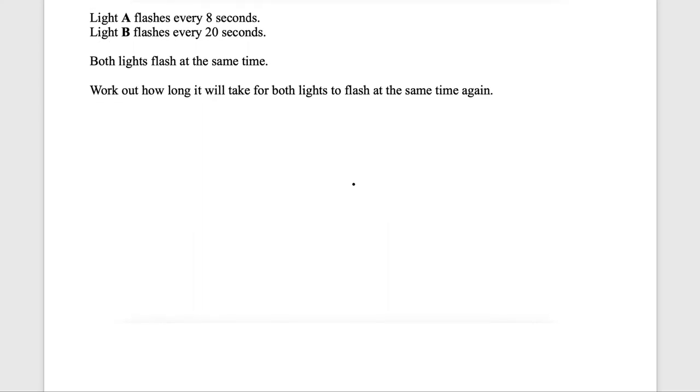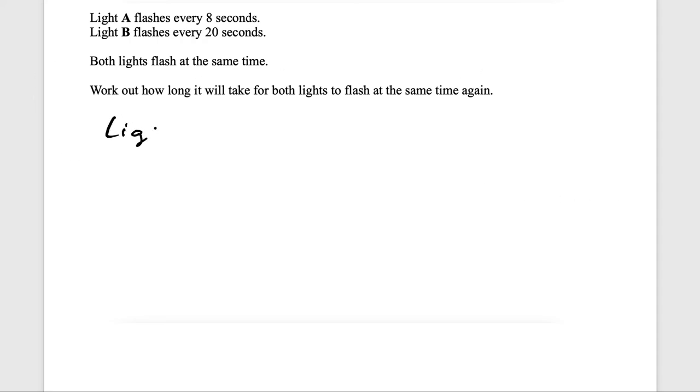Next question, another worded question. Light A flashes every 8 seconds, light B flashes every 20 seconds. Both lights flash at the same time. Work out how long it would take for both lights to flash at the same time. Again, this time you need to work out the LCM once more.